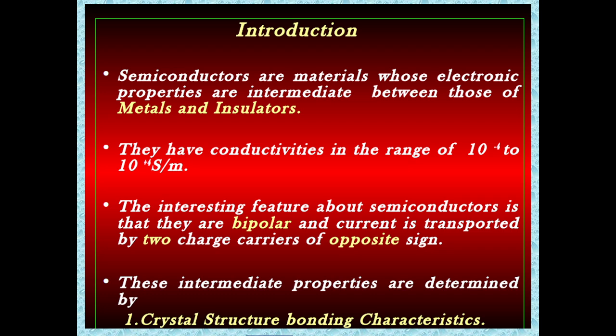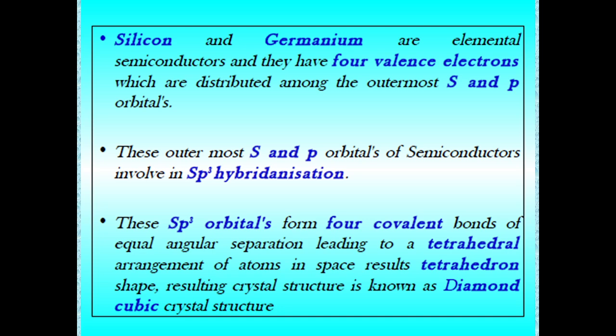The interesting phenomenon about semiconductors is that they are bipolar. Bipolar means two, and the current is transported by two charge carriers of opposite signs, that is positive and negative, that is electrons and holes. These intermediate properties are determined by their own crystal structure and bonding characteristics. Let us now deal with more points about semiconductors.